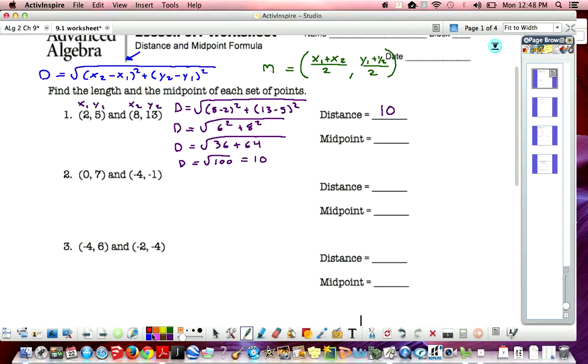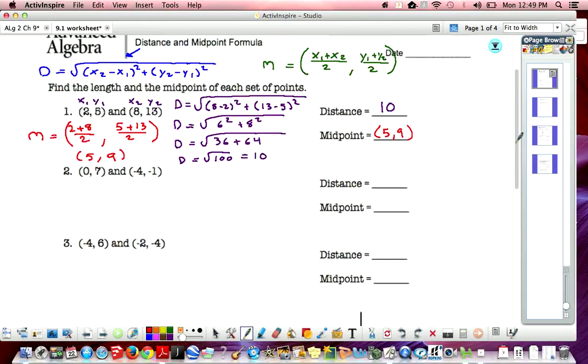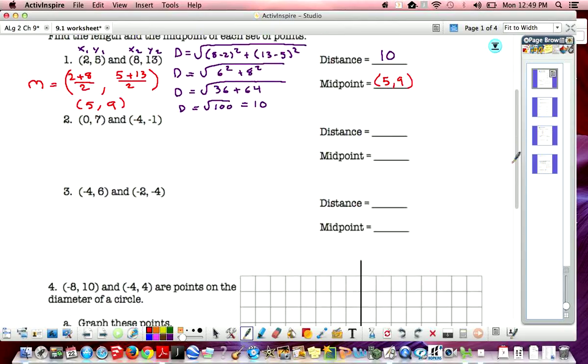For my midpoint, I'm just going to add the 2 x's together, divide by 2 for the x coordinate, add the y's together, divide by 2. So 2 plus 8 is 10, 10 divided by 2 is 5, 5 plus 13 is 18, 18 divided by 2 is 9. So I get the midpoint 5, 9. All right, do the same thing for number 2.